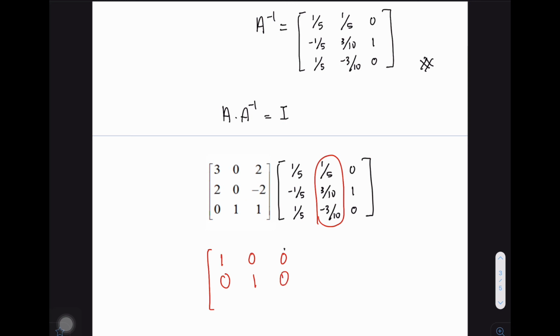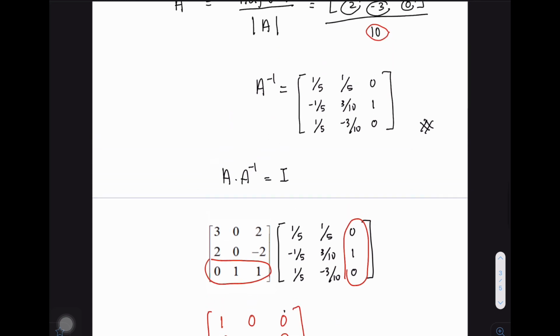Then we multiply the third row with the first column here, so you have 0, this here is negative 1 over 5 plus 1 over 5 is 0. Then the third row with the second column, so 0, this one is 3 over 10 minus 3 over 10 is 0. Then you multiply the third row with the third column, so 0 plus 1 plus 0 is 1. So you see, you get the identity matrix, which means that this one is the correct inverse matrix of matrix A.